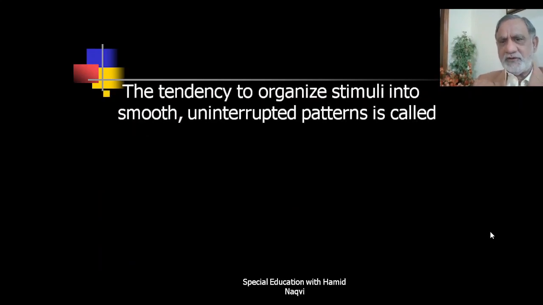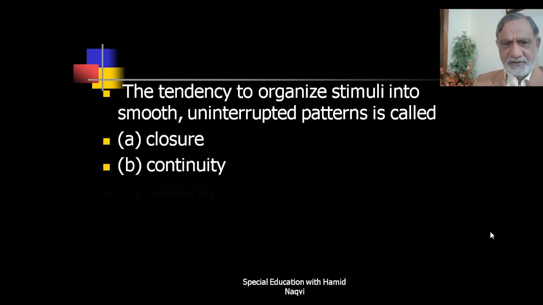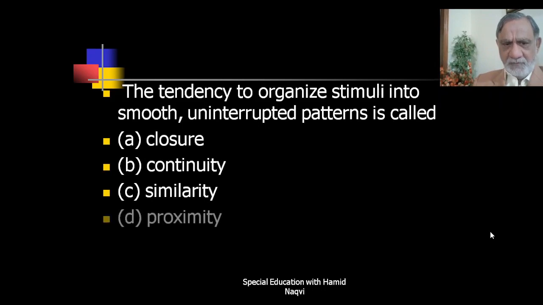The tendency to organize stimuli into smooth, uninterrupted patterns is called closure, continuity, similarity, or proximity. Correct one is B, that is continuity.